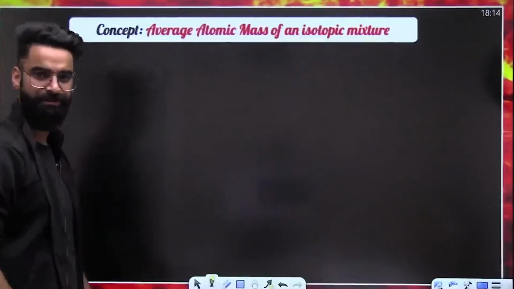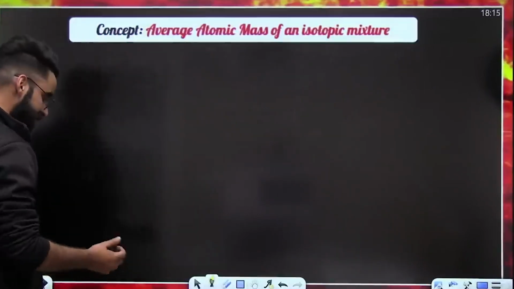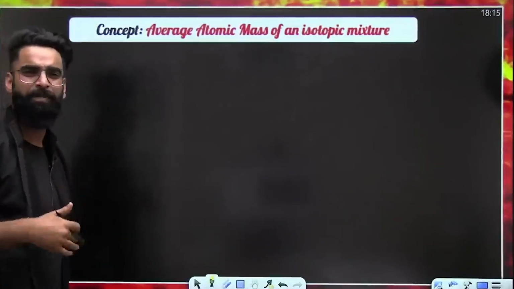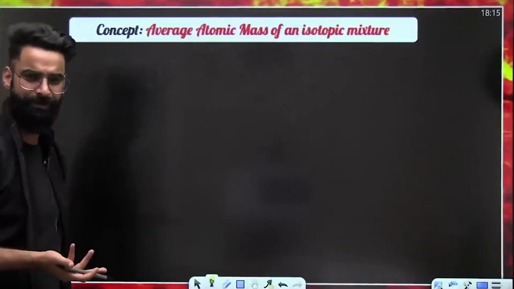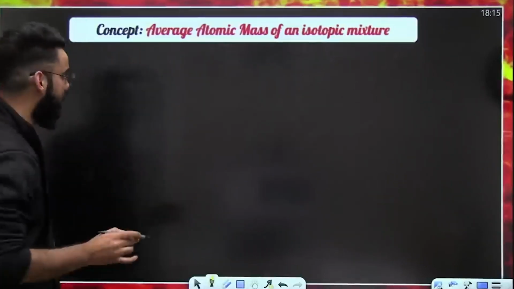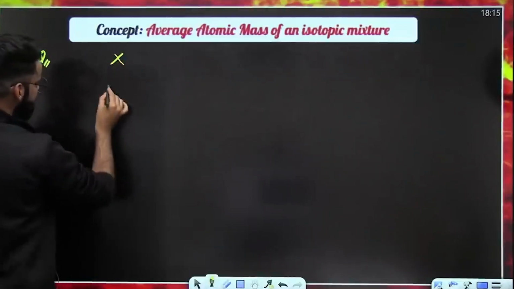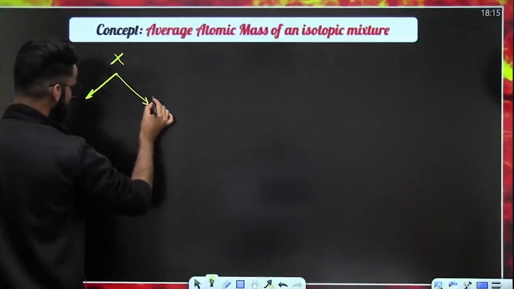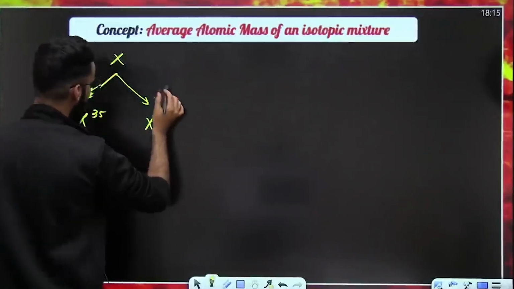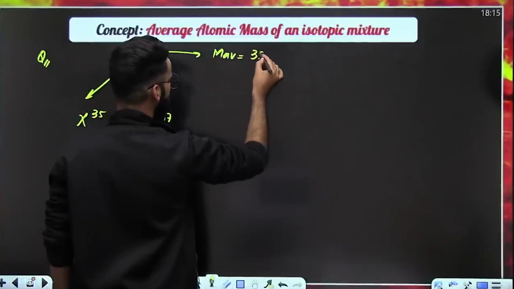They can form a question like this. It's not mandatory that percentage abundances will be given to you, right? They can also ask you how to calculate the percentage abundance. Have a look how. For example, you have got a question like this. You have the element X. It has two isotopes. One is X35, one is X37. As per the question, the average atomic mass of X is 35.5 AMU.